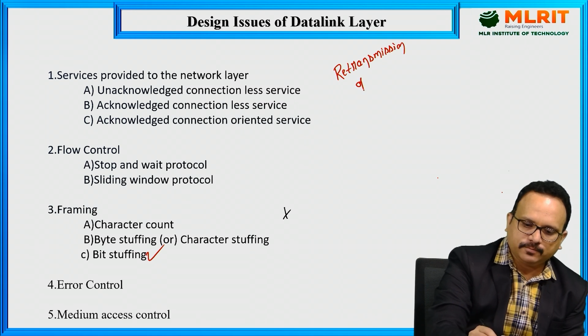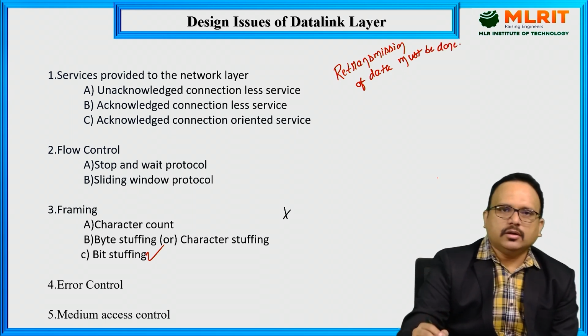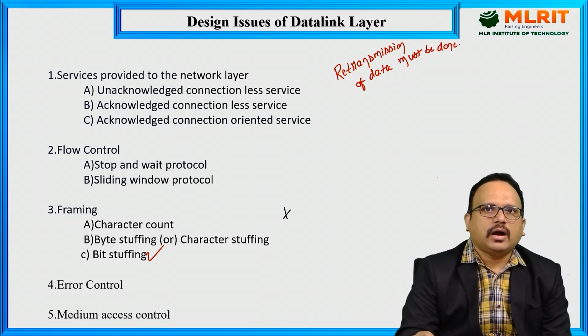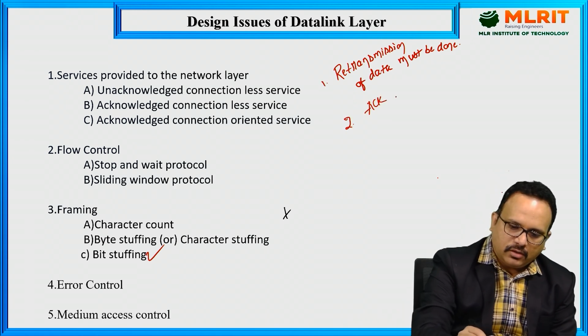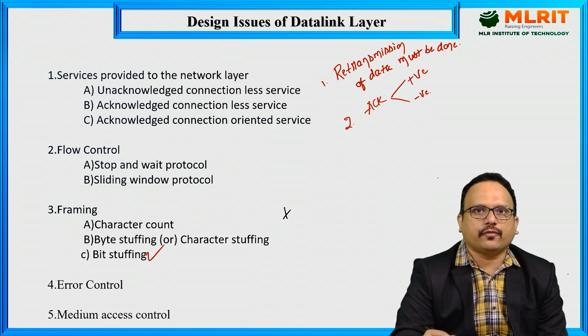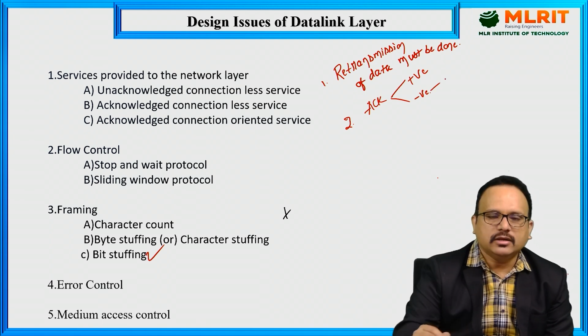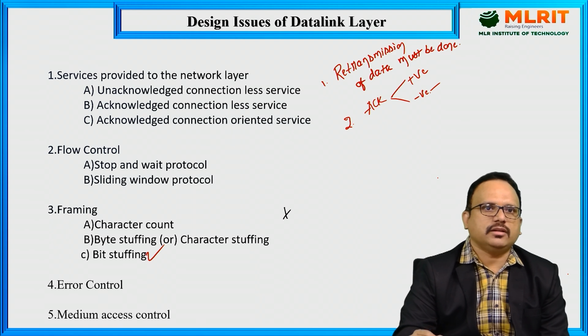Retransmission of data must be done. So how will the retransmission be done? It depends upon the acknowledgement. Acknowledgement will be of two types: one is positive acknowledgement and the second one is negative acknowledgement. If it is a positive acknowledgement, there is no need of retransmitting the data. It indicates that the data transmitted by the sender is error free. If it is a negative acknowledgement, it indicates that the sender has to retransmit the data once again. That is about error control.